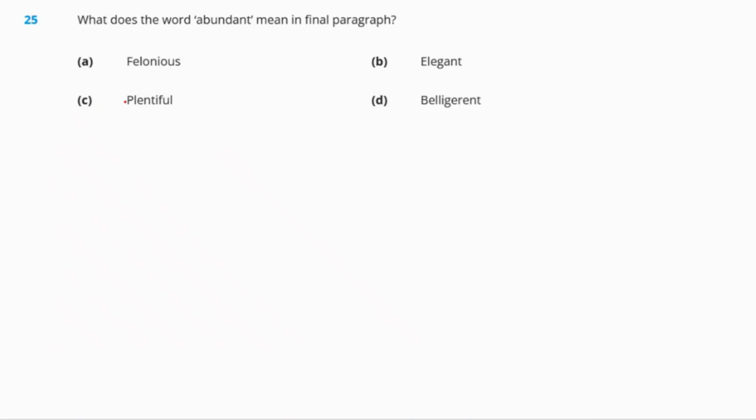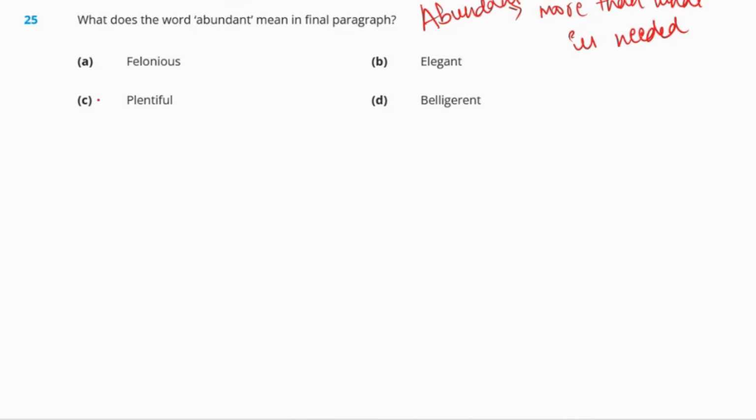Now, let us move to the final question related to the passage. So, the question is, what does the word abundant mean in the final paragraph? Okay. So, we have to find out the meaning of abundant. So, the options are A, felonious, option B, elegant, option C, plentiful, and option D, belligerent. Now, what does abundant mean? Abundant basically means more than what is needed. Or we can say more than sufficient. Okay. So now this is the meaning of abundant.